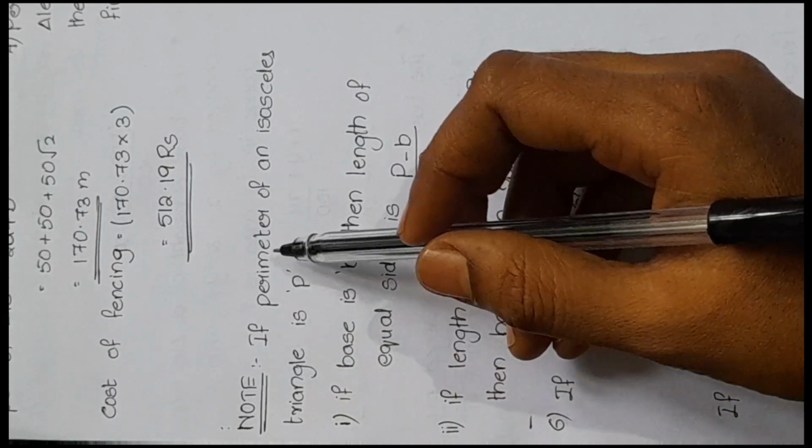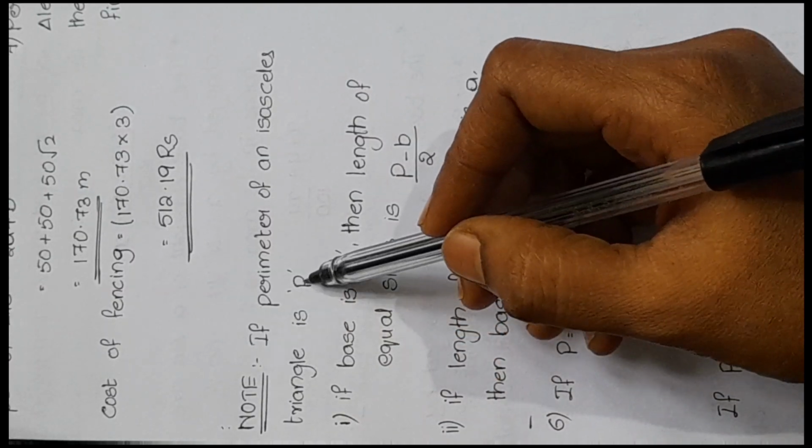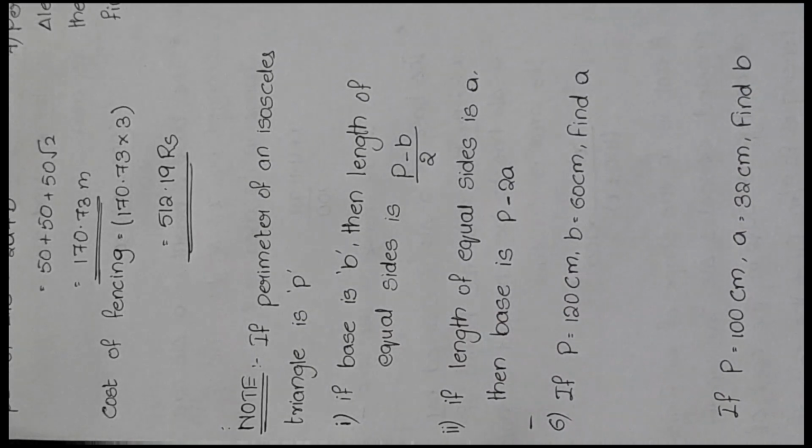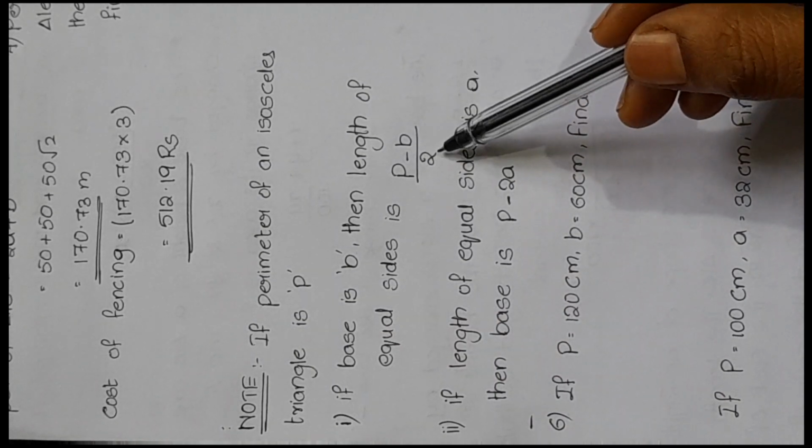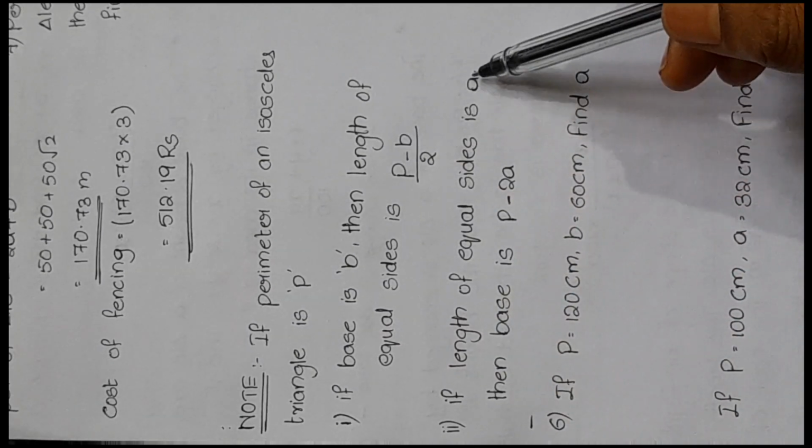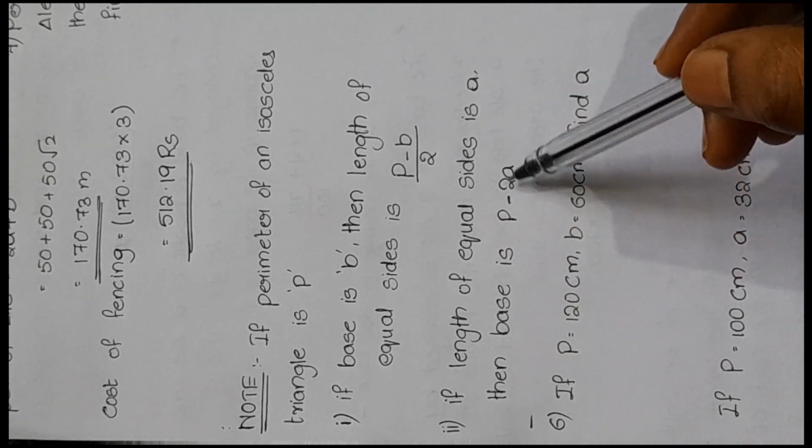Now let us see the note point. If the perimeter of an isosceles triangle is P and the base is B, then the length of the equal sides is P minus B by 2. If the length of the equal sides is A, then the base is P minus 2A.